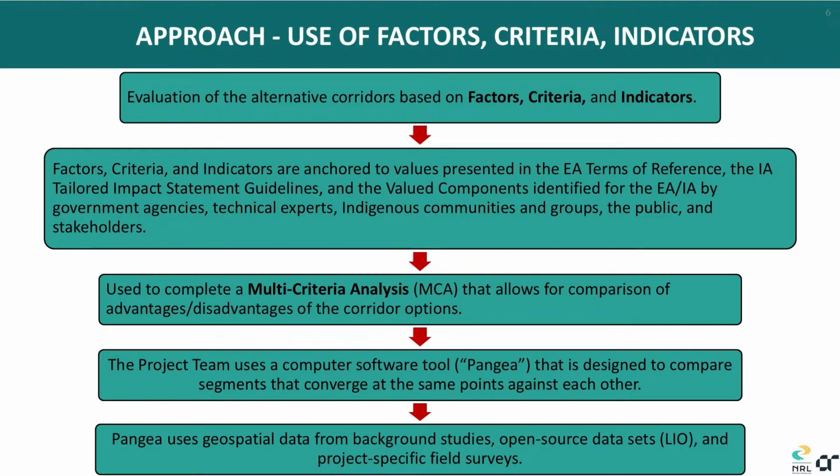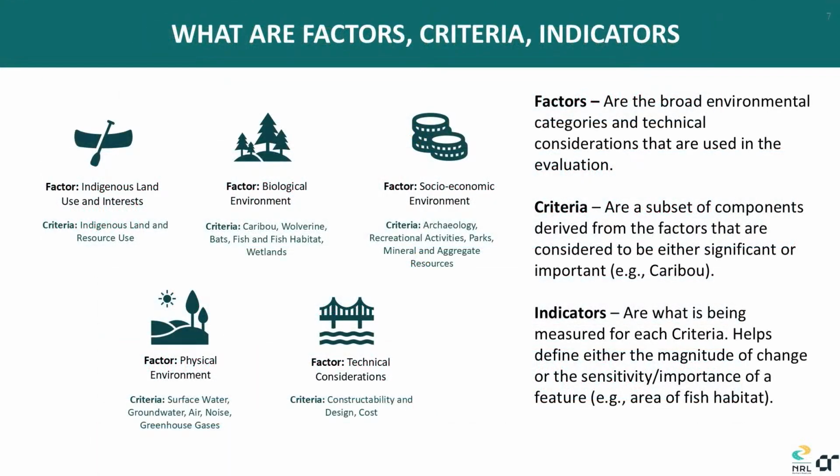We go to the next slide. We dive in a little bit more deeply on factors, criteria, and indicators. Factors are like general categories. So, for example, Indigenous land use and interests, that could include things like Indigenous land and resource use. Another factor could be biological environment. And within that, you could have criteria such as caribou, wolverine, bats, fish and fish habitat, and wetlands.